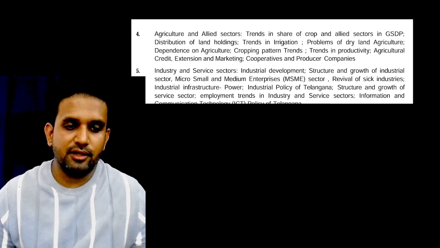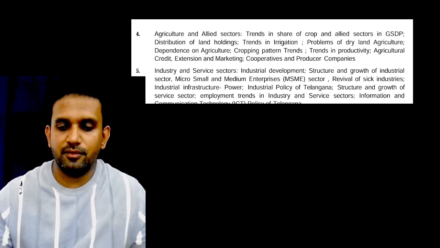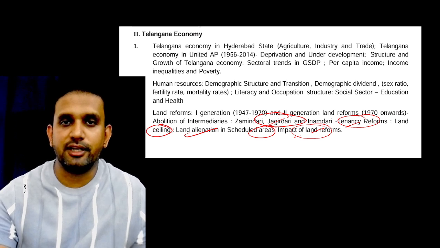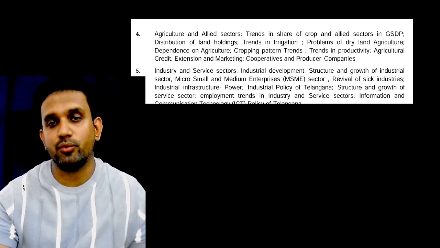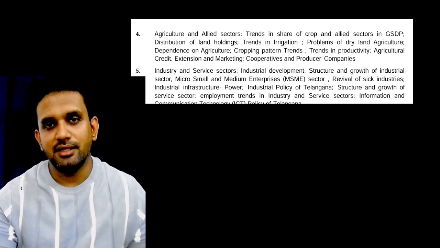Okay, the first unit we are having is Telangana Economy. The second one is human resources. The third one is all about land reforms. The fourth one is agriculture. The fifth one belongs to industry and service sector. This is all about group 1.